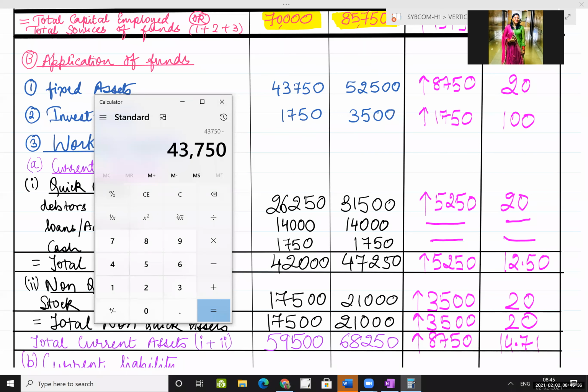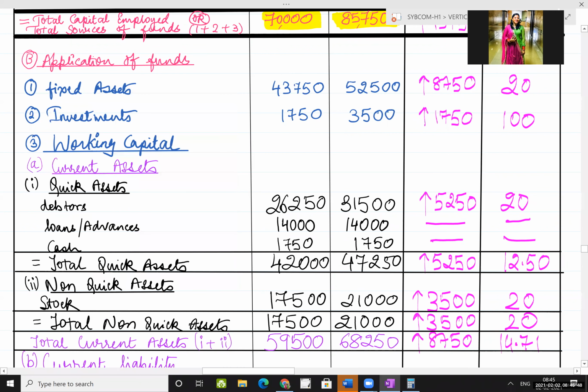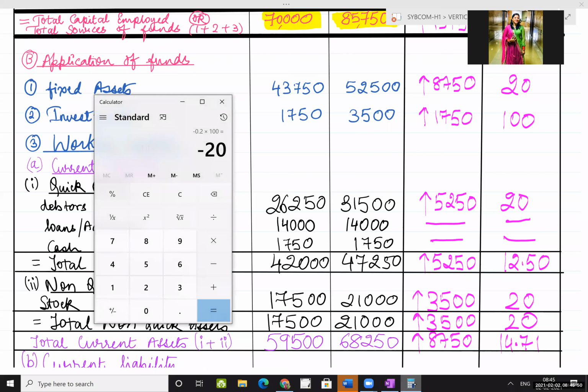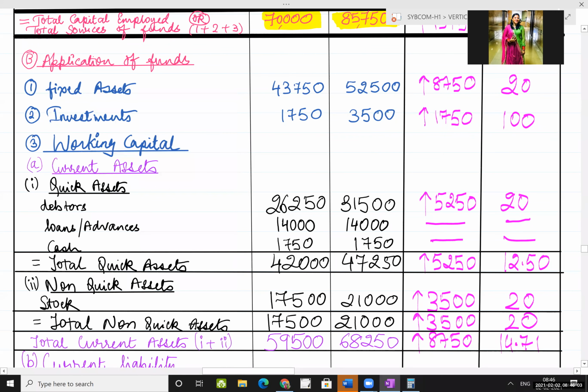43,750 say it has become 52,500. So there is an increase of 8,750 divided by 43,750 into 100. So 20% increase. Next, investments. From 1750 it is now 3500. So obviously there is an increase. 1750 divided by 1750 into 100. Obviously it will be 100%.